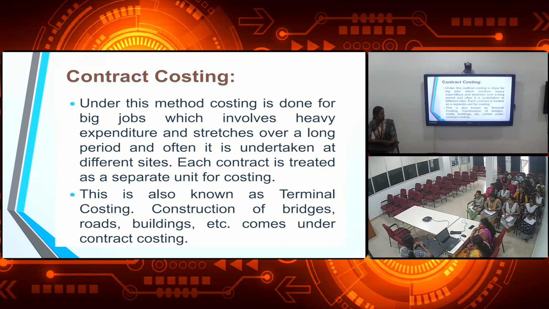This is also known as terminal costing. Terminal means the costing which is ending over there. If the contract is ending, the costing will also be ending. We cannot carry it over to the next contract. There may be differences, so contract costing can be different for every other contract. So that's why it is called terminal costing. Construction of bridges, roads, buildings will come under contract costing. You all know that, right? Giving a contract, building contract, and garment construction contract, everything comes under contract costing.